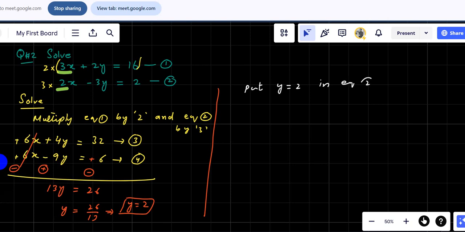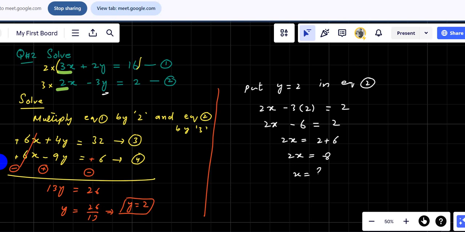In equation 2, 2 times x minus 3 times y. So I should use this value: 2 equals 2x minus 6, so 2x equals 2 plus 6, 2x equals 8, and x will be 8 upon 2, x will be 4. So the solution set will be 4 and 2.